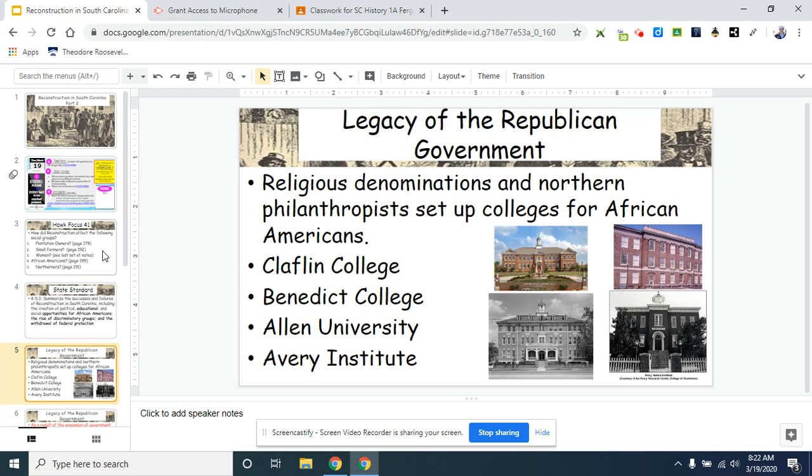Okay, so you've got Claflin College, Benedict College, Allen University, and Avery Institute. All these are historically black colleges here in South Carolina, and poof, there they are for them. People that had been marginalized by the majority for a long time now needed a safe haven to be able to go and be educated. So that's what the idea was behind these African American educational institutions.